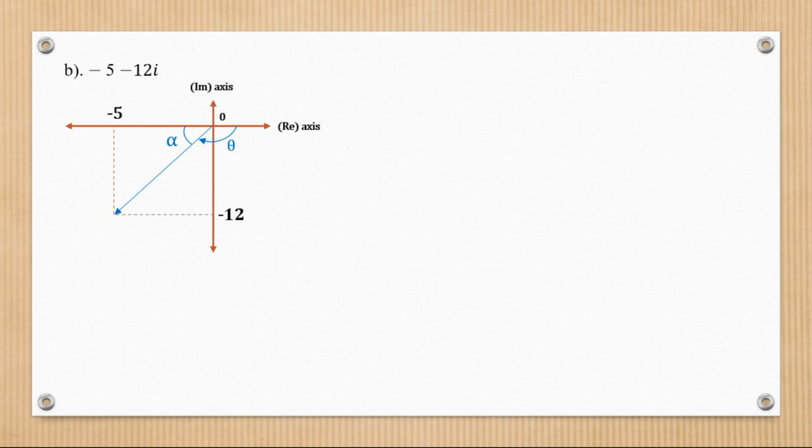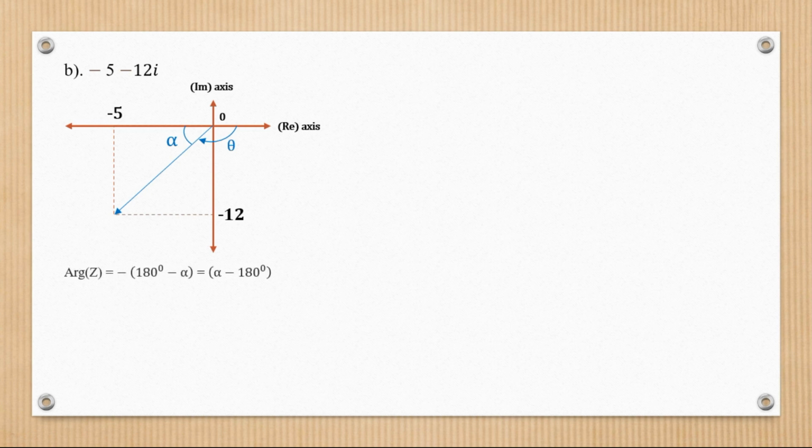Alright, let's go to the second one. So we have negative 5 minus 12i. So definitely this is a negative real and a negative imaginary. So basically we're dealing with the third quadrant. Alright, so let's place it all in the third quadrant. And as you can see, this is what we end up having. So we cannot find theta directly. We have to first find the value of alpha before we find theta.